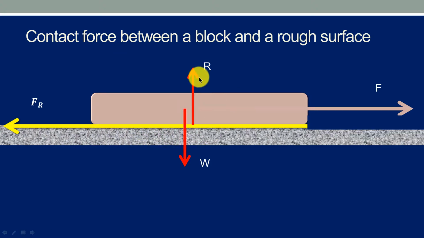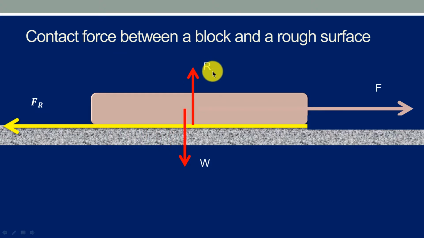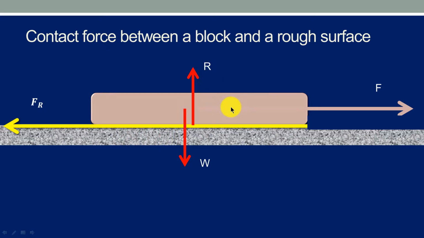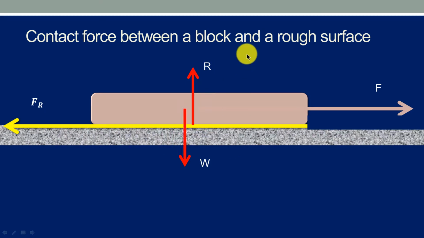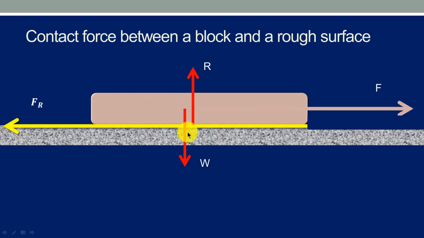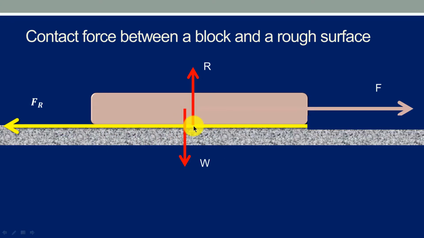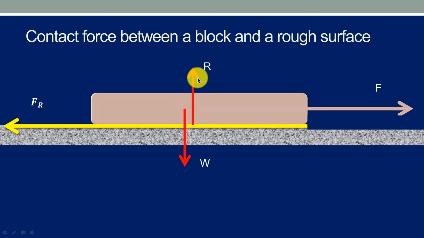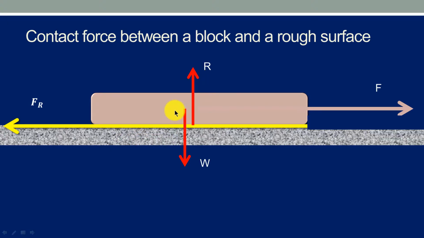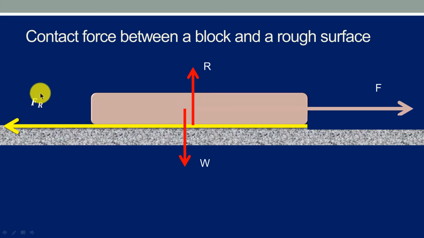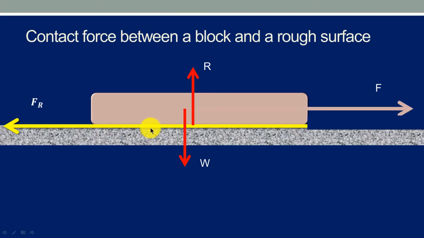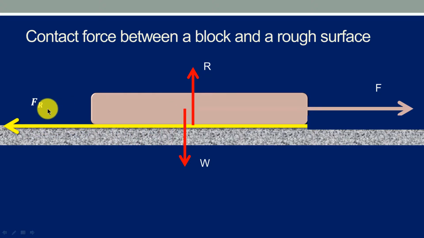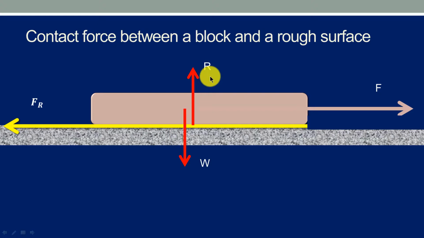There are two of them. The normal component of the contact force, this R, because this R is the force exerted on the block by the surface vertically upwards. And because it is making 90 degrees with the surface, it's referred to as the normal component of the contact force. The other force which the surface exerts on the block is, of course, this frictional force. It's referred to as the frictional component of the contact force. Notice that word, frictional component of the contact force. Normal component of the contact force.